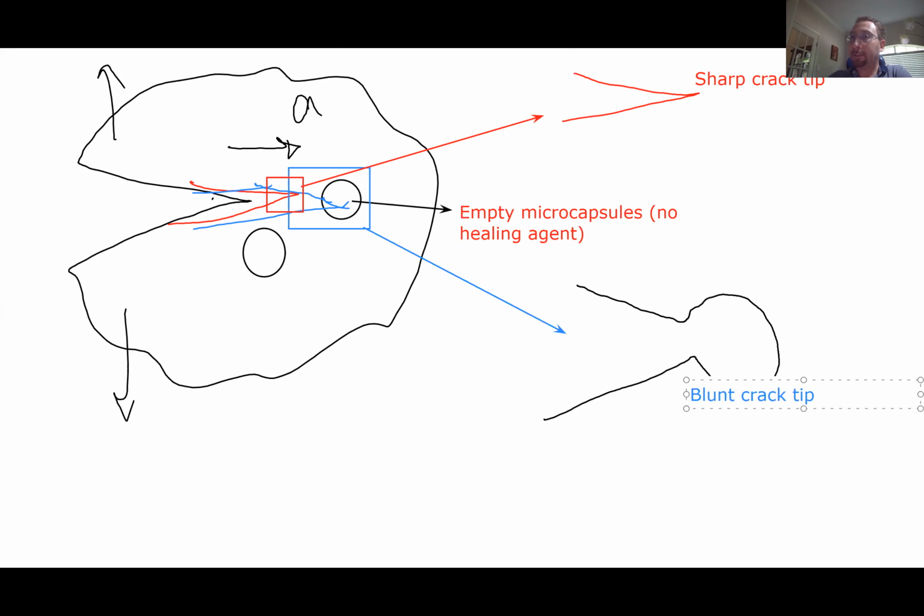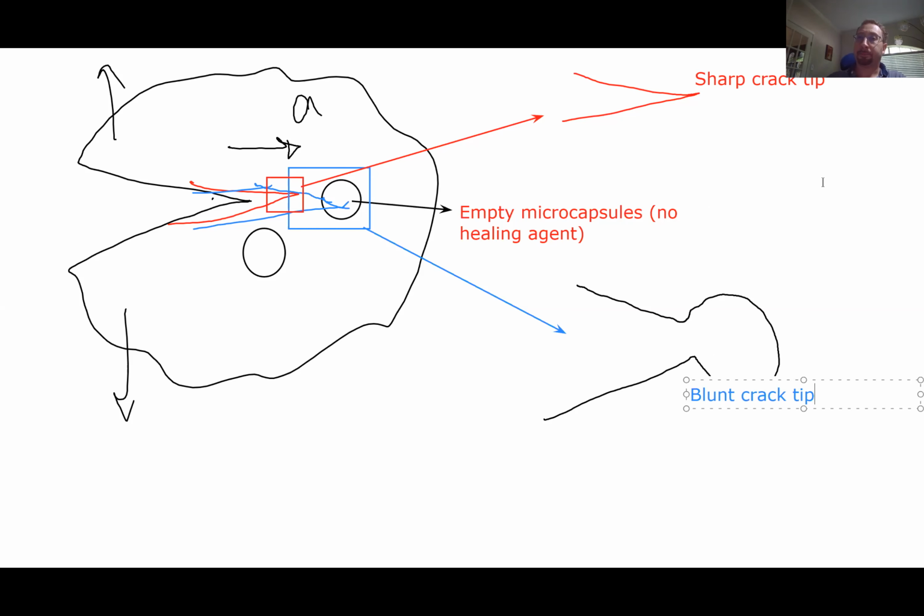And which one is easier to grow? Well, in this case, stress concentration around the crack tip is much, much less than this guy. Technically, people would not even call this a crack tip anymore because the crack has to be sharp and there's a stress concentration there, but it's not here.